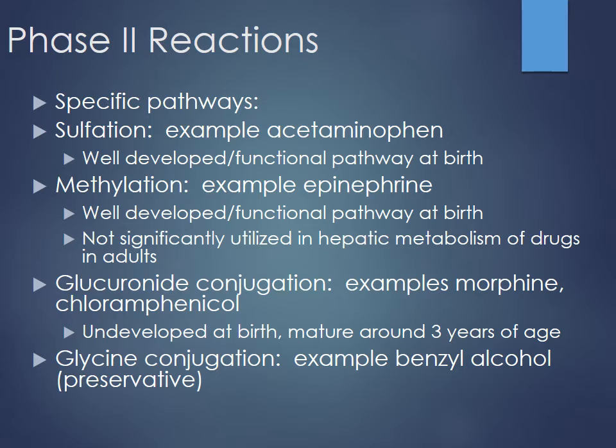For example, morphine actually is really underdeveloped, so it may have longer half-lives, until about 3 years of age or so the drug will stick around for longer. So just different examples. There's another good one with glycine conjugation with benzyl alcohol, because benzyl alcohol is used as a preservative, but basically you cannot give this to infants because they can't process it very well, and so you get the gray baby syndrome that happens from that.